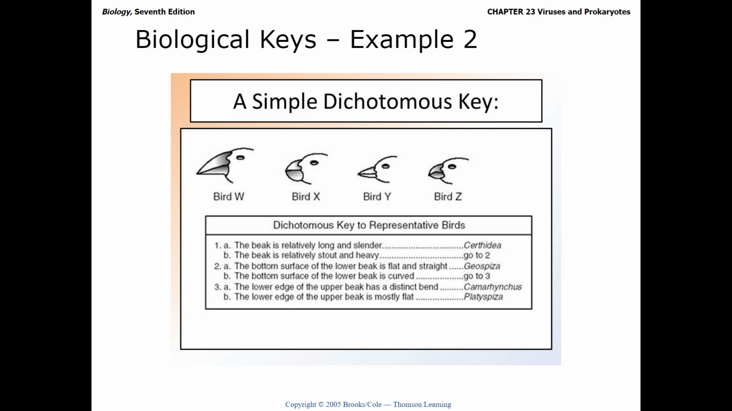Let me go to the question set for 3. For 3, the lower edge of the upper beak has a distinct bend. And then for 3B, the lower edge of the upper beak is mostly flat. Mostly flat. So that would mean that bird X is the Platyspiza.